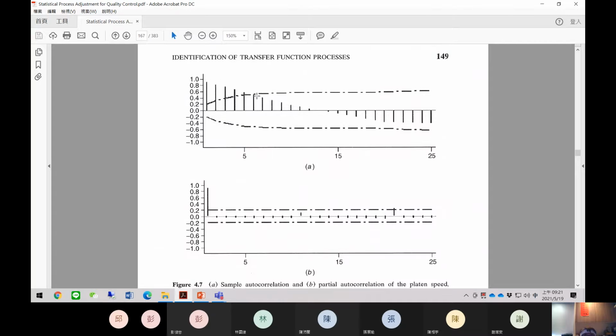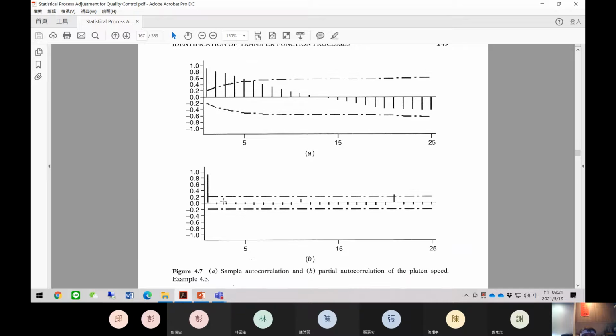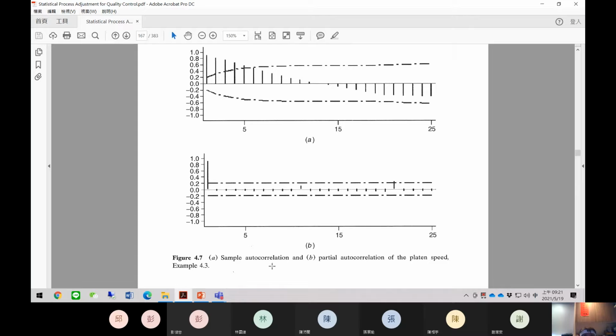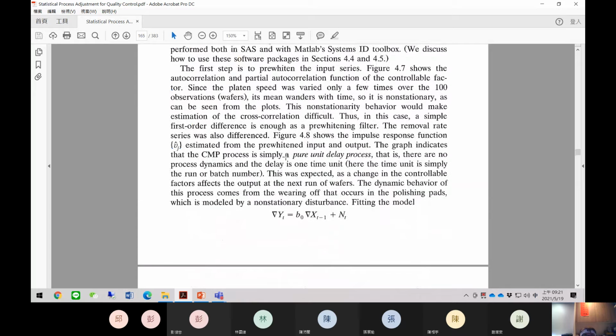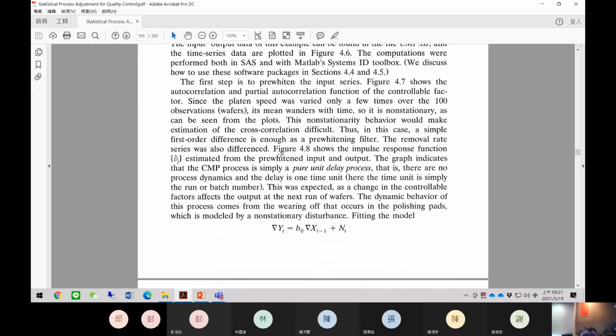This is not a sine wave, it is exponentially decreasing. A is the sample autocorrelation function, and B is the partial autocorrelation function of the platen speed example. You can see the cutoff, and this one tails off. So these show the autocorrelation and partial autocorrelation function of the controllable factor.